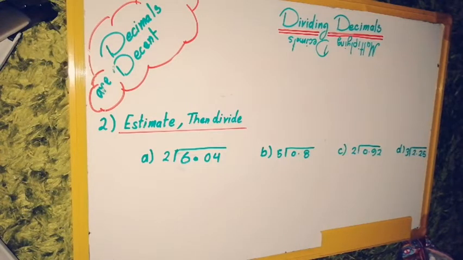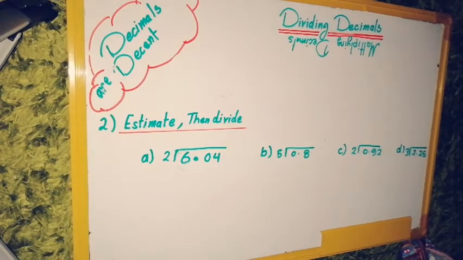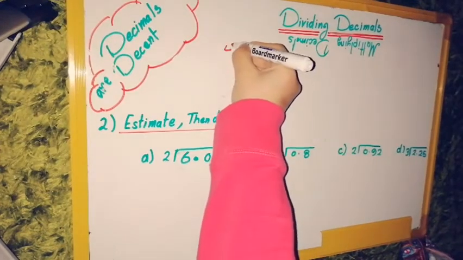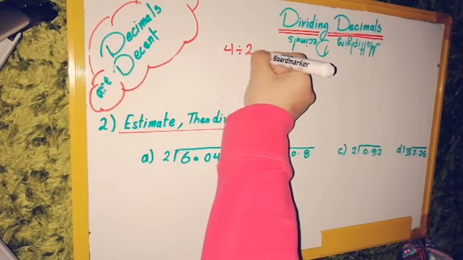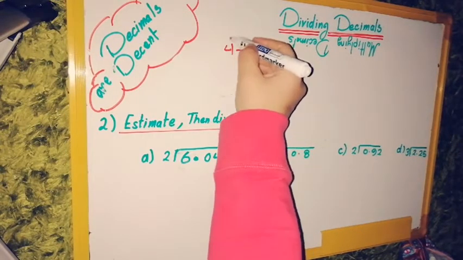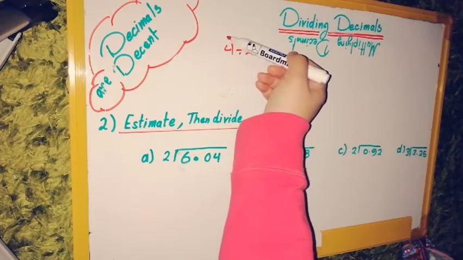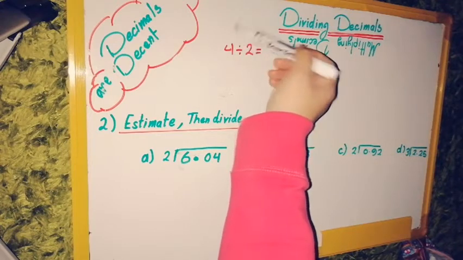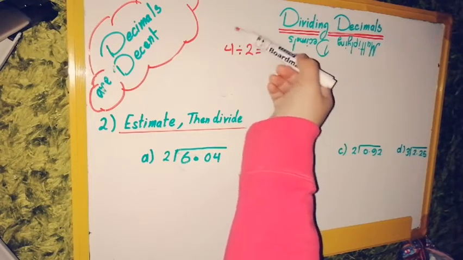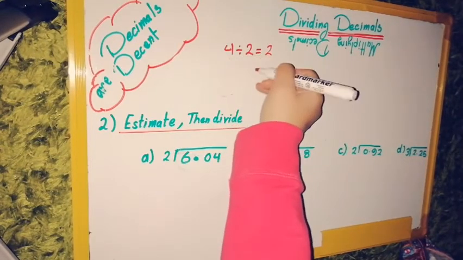As we said before, we still have the slogan: decimals are decent, because it's easy to do anything using decimals. Now we are going to see if we were doing division like this, what will be the answer? 4 divided by 2. Suppose that I have 2 persons and I'm going to give each one of them something. I have 4 and I want to give them equally. So I'm going to give each one of them 2, because 4 divided by 2 is 2.